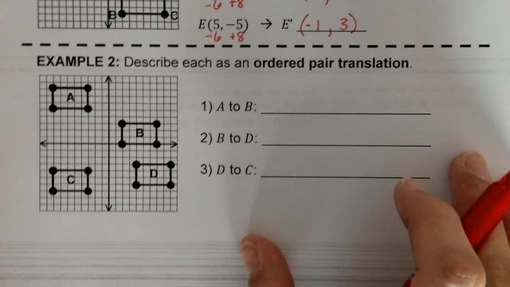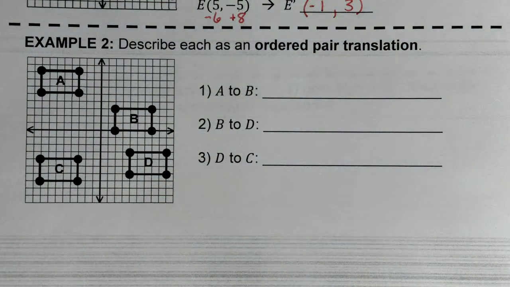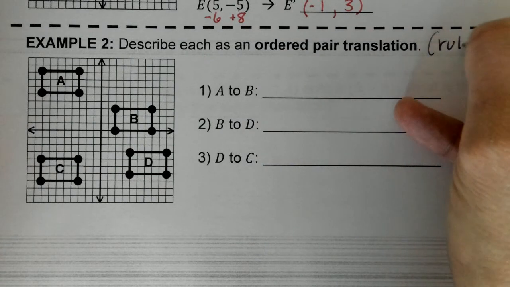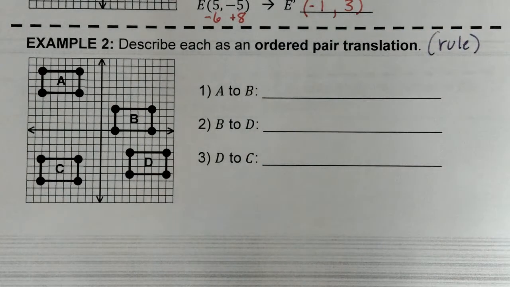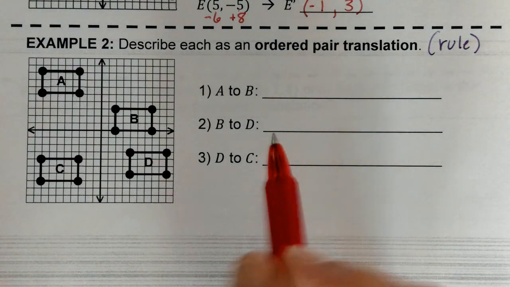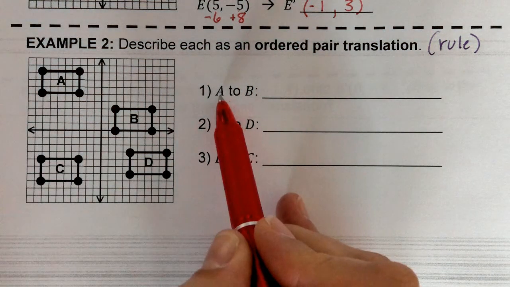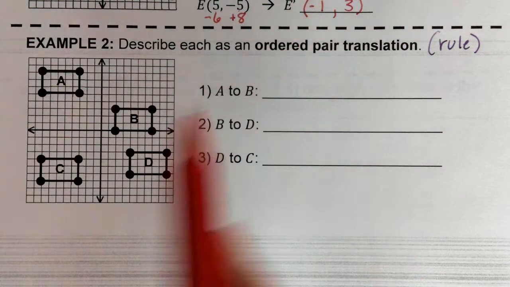The next problem, we are now going to write in the ordered pair translation. All we're saying here is we want to write the rule. So when translating, other than just adding and subtracting like I just did, you can actually physically move the point. I call them little jumps. And so that's what you're going to see here. We're going to have to figure out from figure A to figure B, A being pre-image, B being image, what did we do?